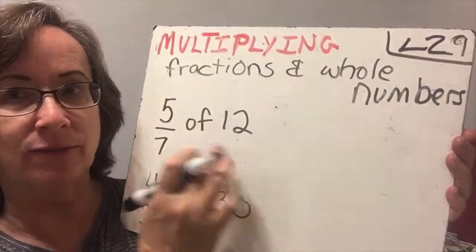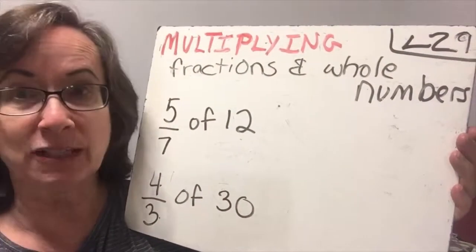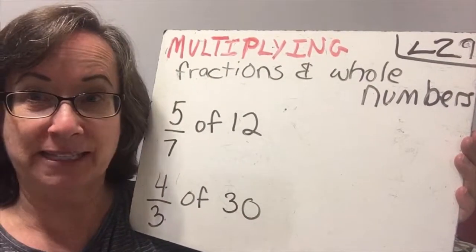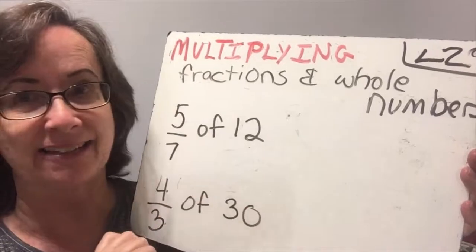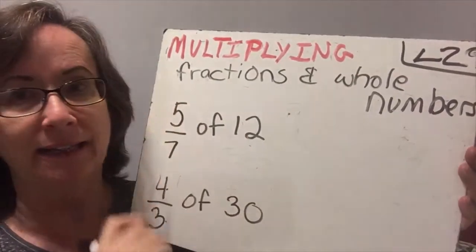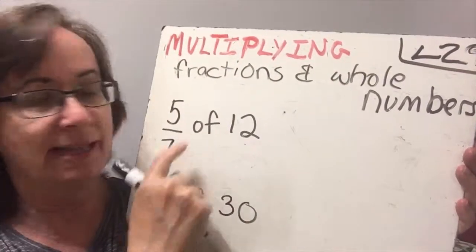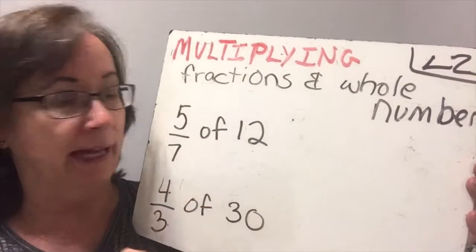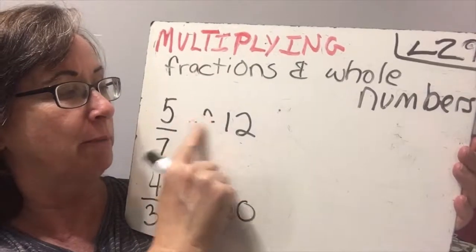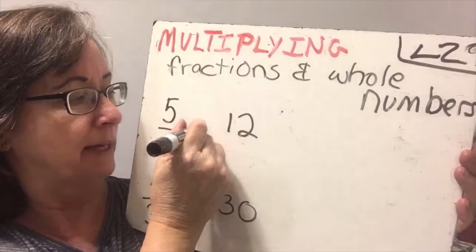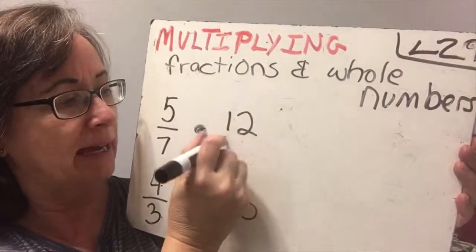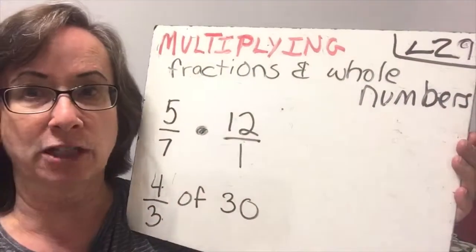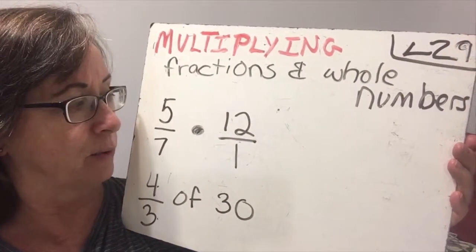So we have 5/7 of 12. Now, this one, I have less flexibility because I can't cancel anything. 7 cannot cancel with 5. 7 cannot cancel with 12. So I'm pretty much stuck just multiplying it straight across. But I'm going to remember that my "of" means the same thing as times. And I'm going to make it easier for myself just by putting a 1 underneath the 12.